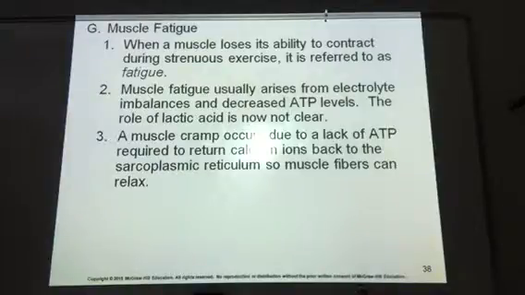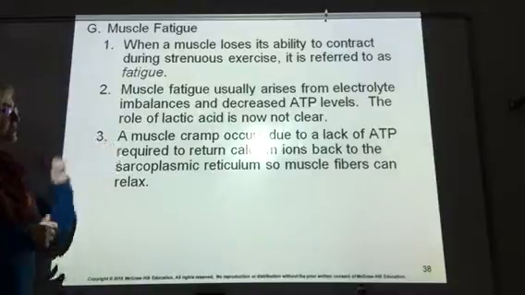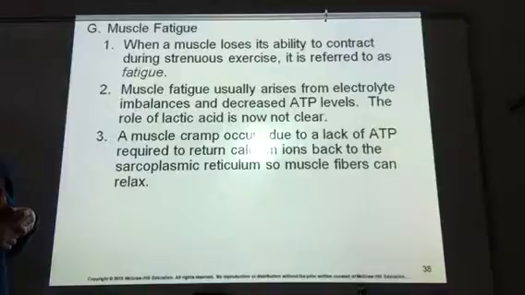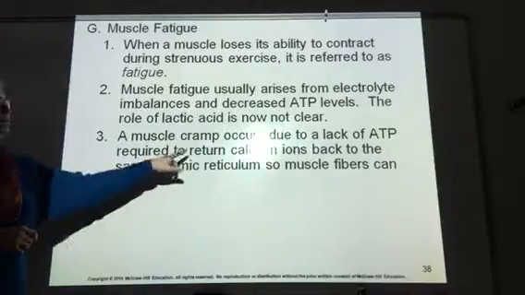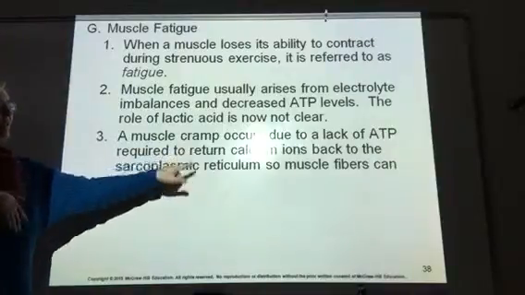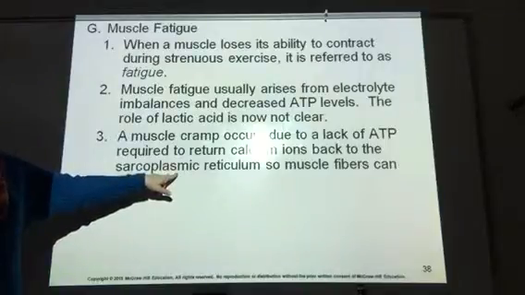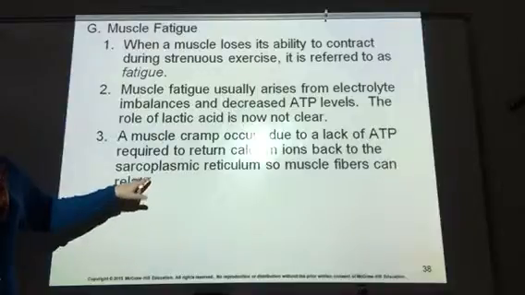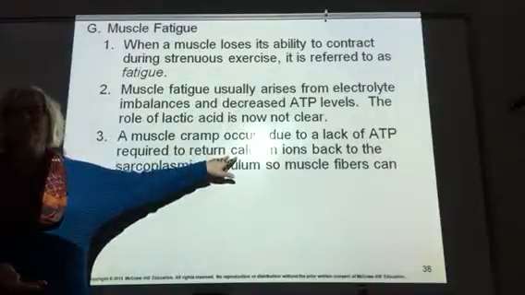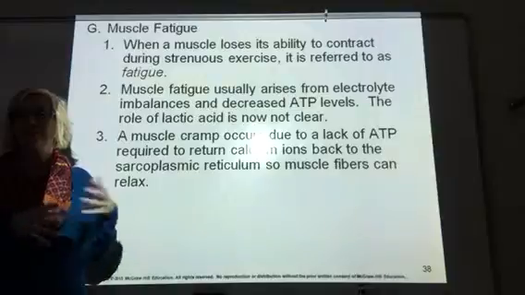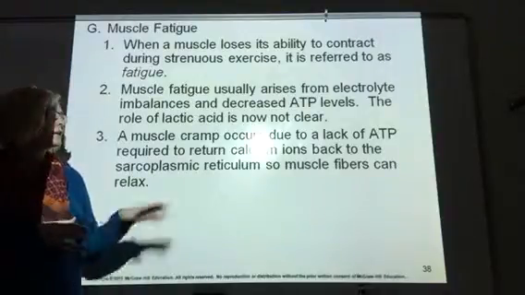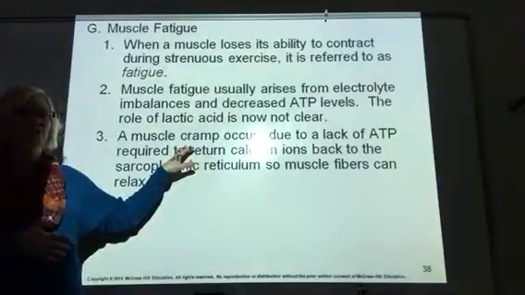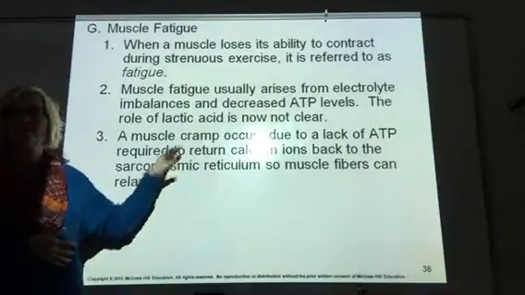If you experience a muscle cramp, that's due to a lack of ATP that's needed to return calcium ions back to the sarcoplasmic reticulum so that the muscle fibers can relax. Calcium ions, they also talk about potassium. Calcium and potassium work together a lot. So if you have muscle cramps, if you experience them quite often, some people are more prone to it.